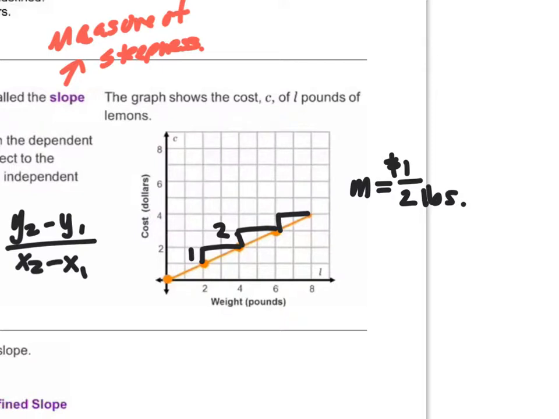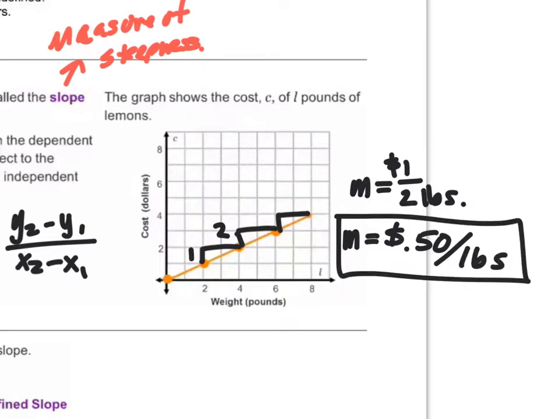You see this kind of thing all the time. If we divide these numbers, if you take $1 and divide it by 2, that means you are paying 50 cents, so $0.50 per pound of lemons. You see this all the time at the grocery store, and this is a rate of change. Depending on how many pounds you buy, that affects your cost, and it's a linear relationship.